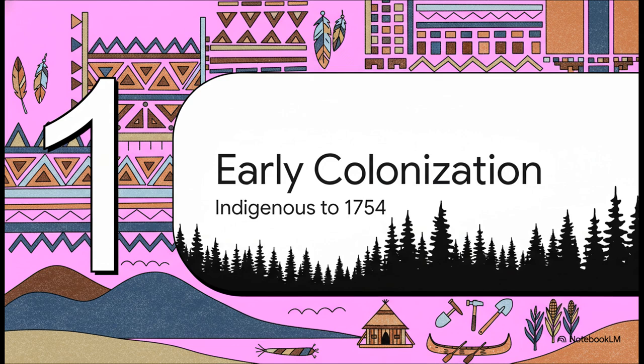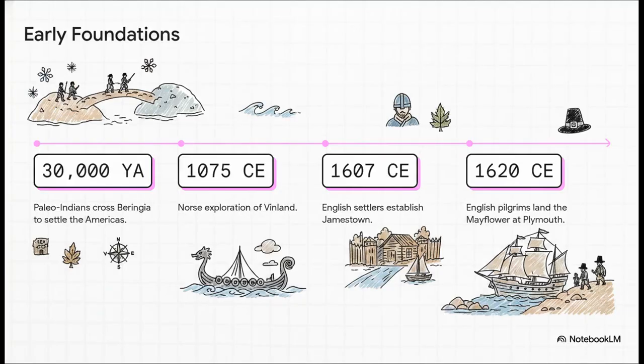Let's start with the very foundations of the continent, long before the iconic pillars of the capital were ever even thought of. So the story actually begins roughly 30,000 years ago with Paleo-Indians crossing an ice bridge called Beringia, becoming the very first inhabitants. Jumping way forward, we see Norse exploration of Vinland around 1075. But the history of the present-day United States drastically pivots with European contact. We're talking specifically about the establishment of the English settlement at Jamestown in 1607, and then the Pilgrims landing the Mayflower at Plymouth in 1620.